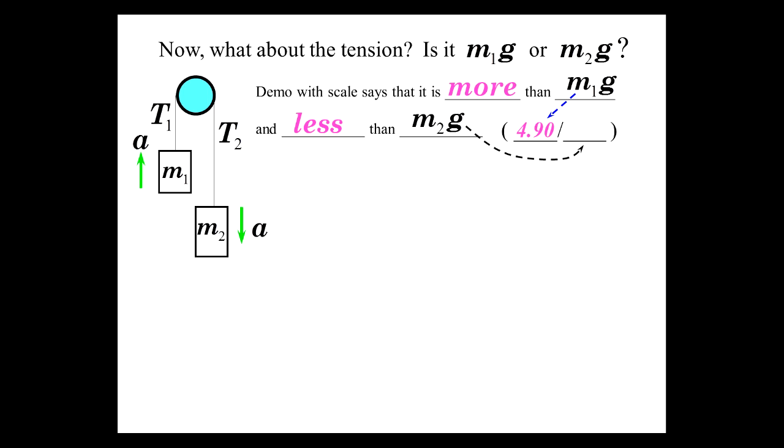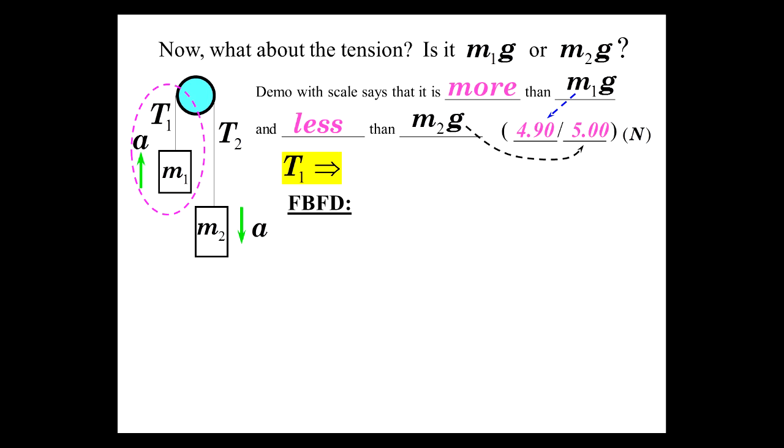M1G, by the way, is 4.9 newtons. M2G is 5.00 newtons. All right, so let's look at tension 1. Let's analyze it. We're going to analyze this side, this object, in a free body force diagram.